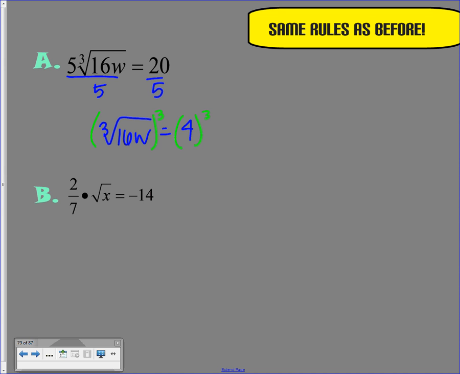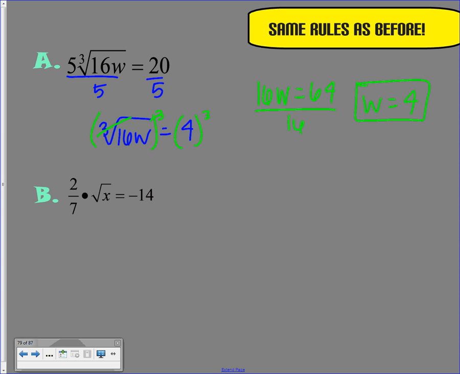Just like a square root and the square cancel, a third root and the third power cancel. So now that completely cancels, so I'm left with 16w equals 64, and then I would finally divide by 16 to get w to equal 4. So same rules as before, just raising it to the reciprocal to cancel out the power.